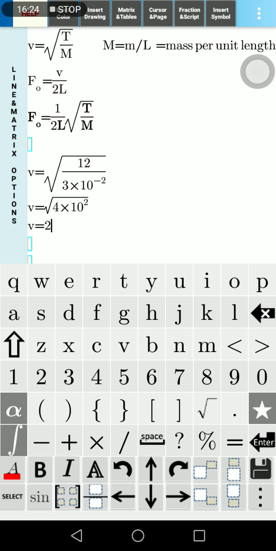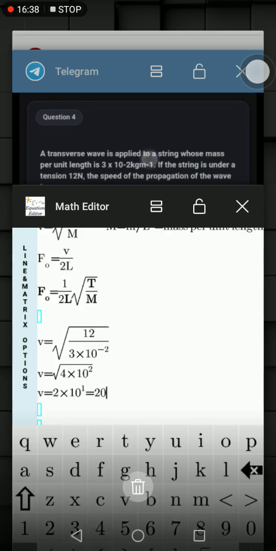And then when you take square root of indices, you just need to halve the power. So the power is 2. Square root means to divide the power by 2. So 2 divided by 2 is 1. So this times 10 to the power of 1. 10 to the power of 1 is just 10. So that's 2 times 10, which is 20. So 20 meters per second is your answer. Option B.